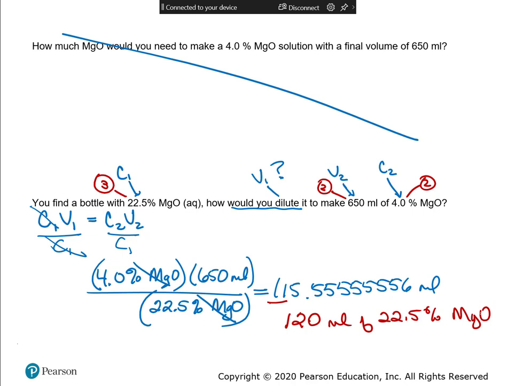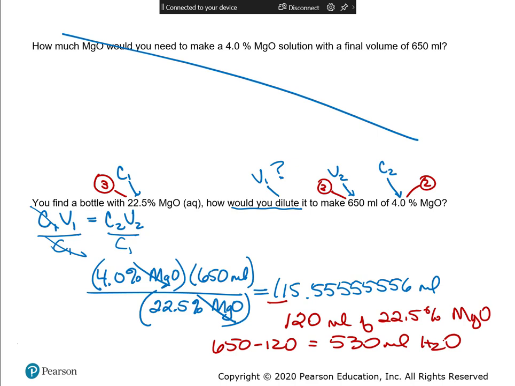I'm not taking a solid and dissolving it in a liquid. You don't know how much space that solid takes up. So in this, if I took 650 minus 120, that would be 530 mils of water. Because together, that would make your 650 total volume.